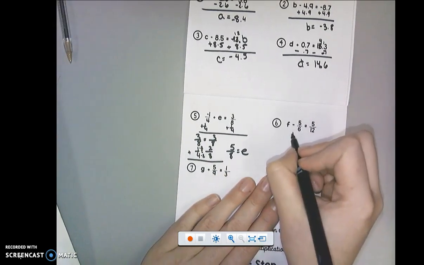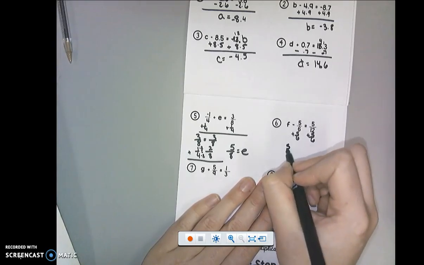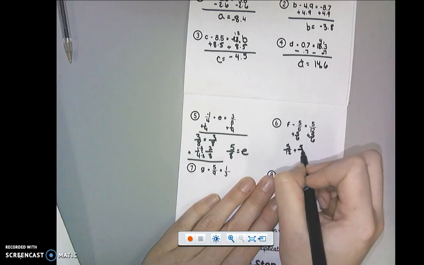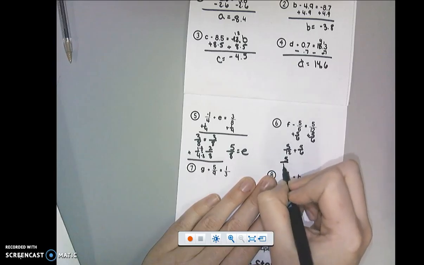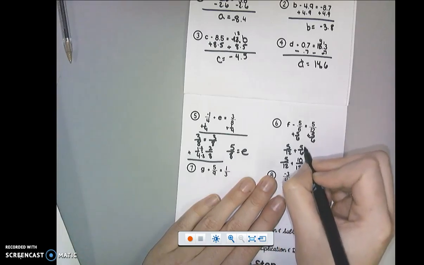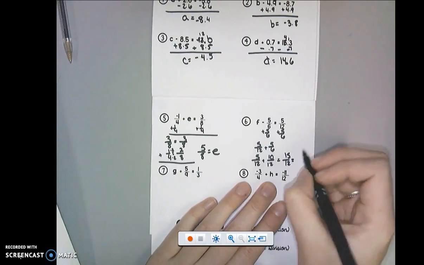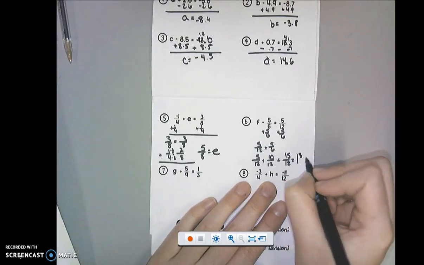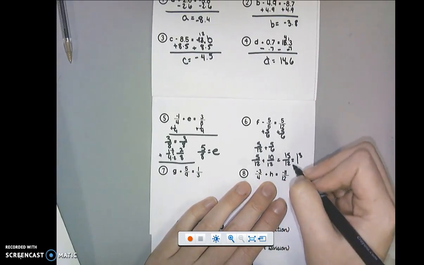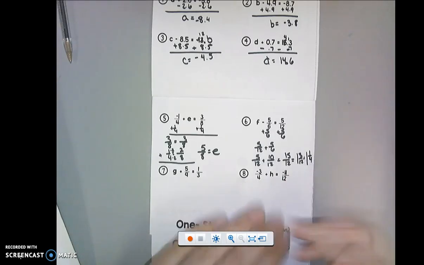Next up, we're going to add 5/6. So we have 5/12 plus 5/6. We need common denominators: 5/12 plus 10/12, because I multiply both by 2, right? And we have 15/12, and we can make that a mixed number of 1 and 3/12, or 1 and 1/4.